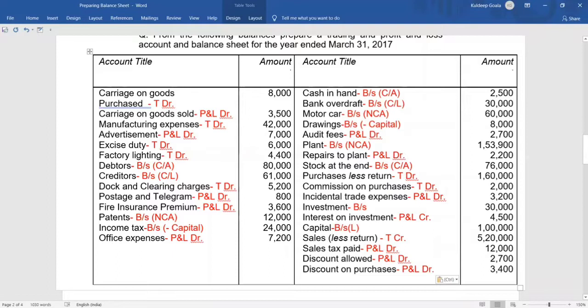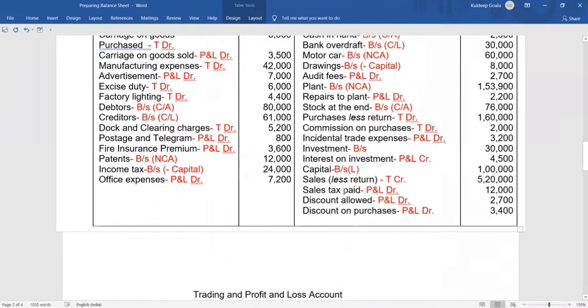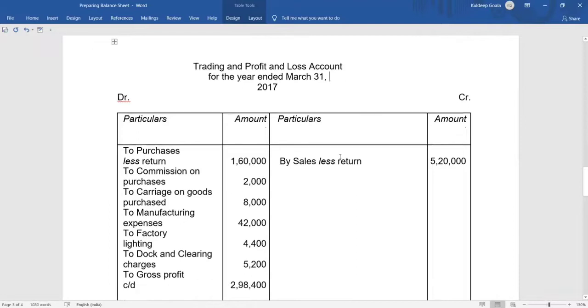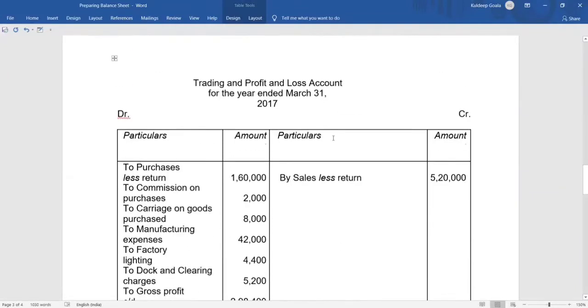Now all the items have been marked up. So what we can do is go for the preparation of the trading and profit and loss account and the balance sheet. So let's start. Here the format is ready. Trading and profit and loss account for the year ended 31st of March 2017. What has been mentioned is that we have debit and credit, along with particulars and amount. Okay, and the items are to be placed there.